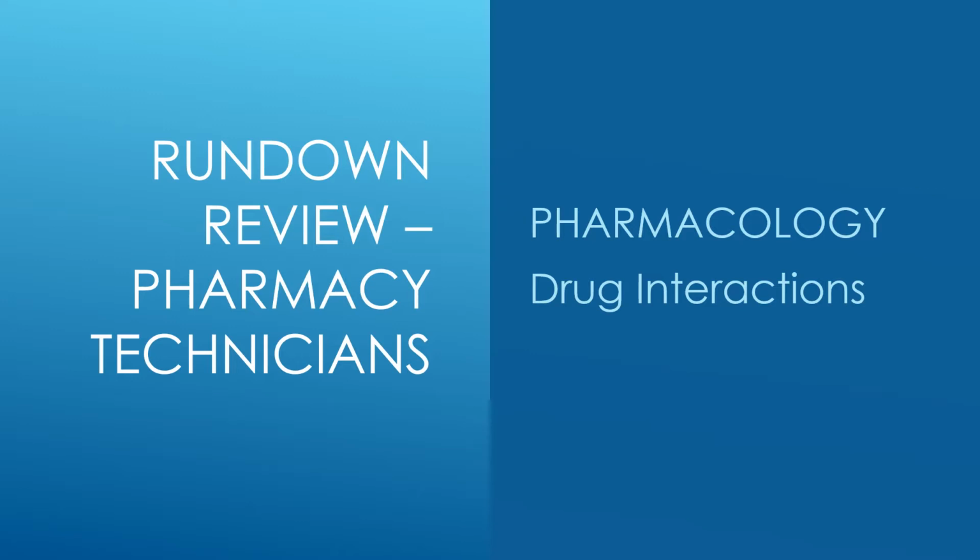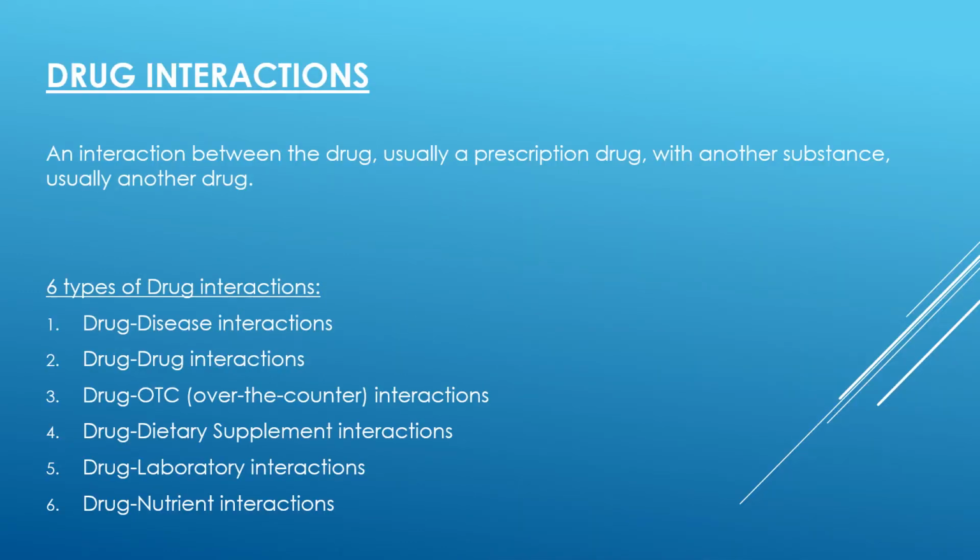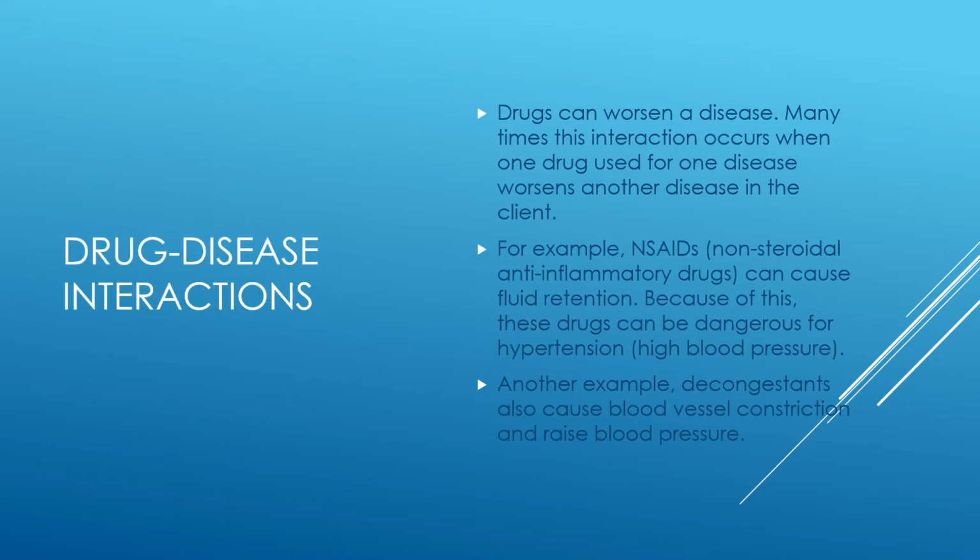Today we will be covering pharmacology, specifically drug interactions. So to start off, what is a drug interaction? This is just an interaction between a drug, usually a prescription drug since we're pharmacy technicians, and another substance, usually another drug. There's 6 types of drug interactions. This includes drug-disease interactions, drug-drug interactions, drug OTC or over-the-counter interactions, drug dietary supplement interactions, drug laboratory interactions, and drug nutrient interactions.